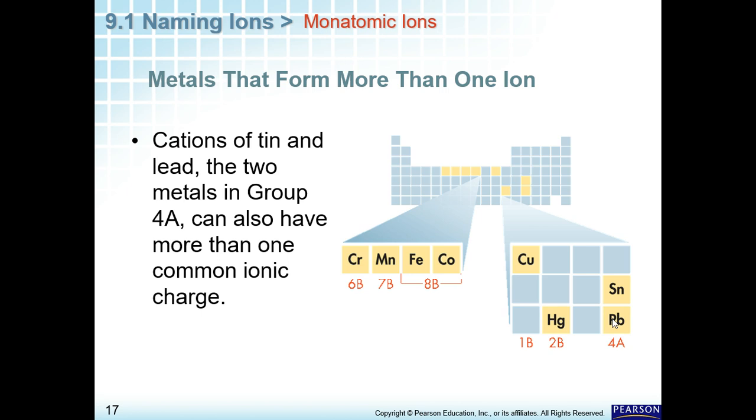Tin and lead are in group 4, but they're included in this list because they can actually have more than one ionic charge. They can have a 2+ charge or a 4+. There are two more that I would like you to add to your guided notes, and those are gold, which is Au for the symbol, and the other one is nickel, which is Ni. I want you to add that to your list.